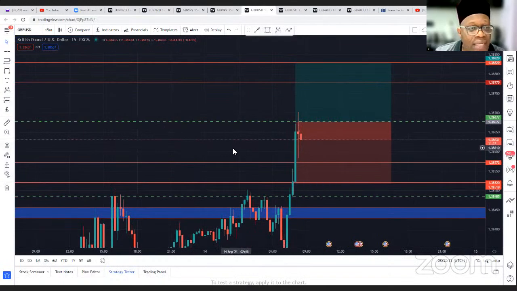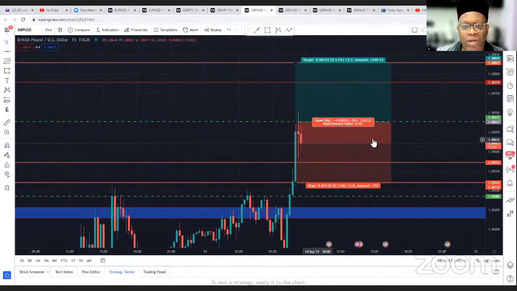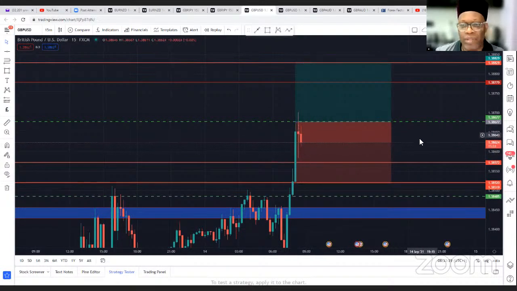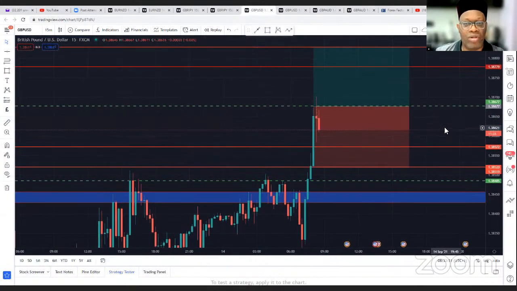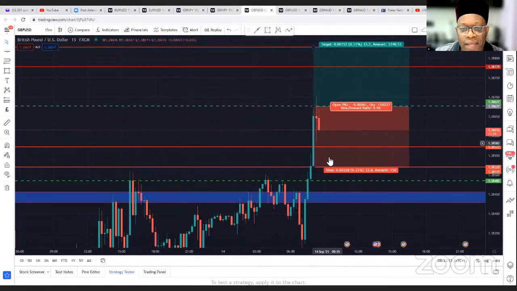Okay, so basically, we've entered a trade. We got in a trade. You can see we're in a bit of a drawdown. That's the entry there. That's the stop loss and take profit.